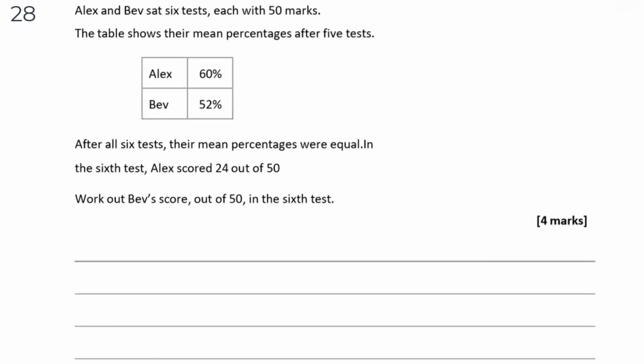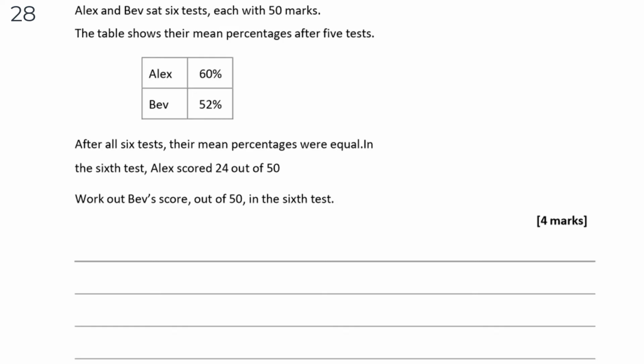Okay, Alex and Bev sat 6 tests, each with 50 marks. The table shows their mean percentages after 5 tests. So Alex is on 60% and Bev is on 52%. After all 6 tests, their mean percentages are equal. In the 6th test, Alex scored 24 out of 50. Work out Bev's score out of 50 in the 6th test.